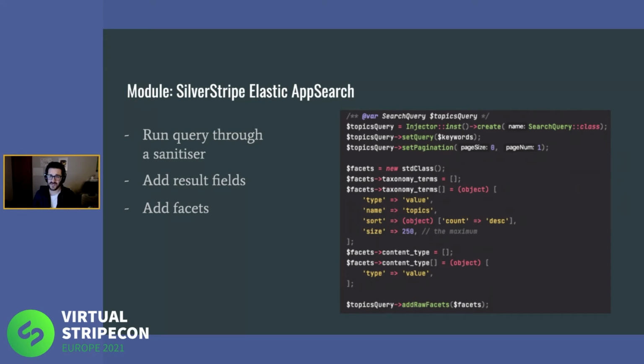Adding these facets is, at the moment, a little weird. You have to use standard classes and objects and things like that. But the goal is to one day make that a little bit more Silverstripey than it currently is.